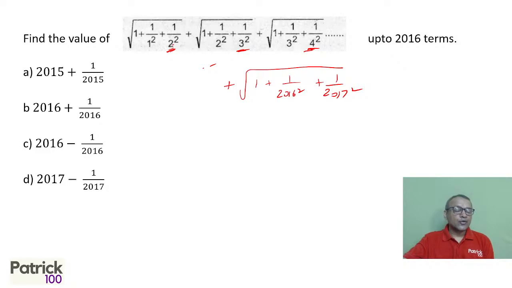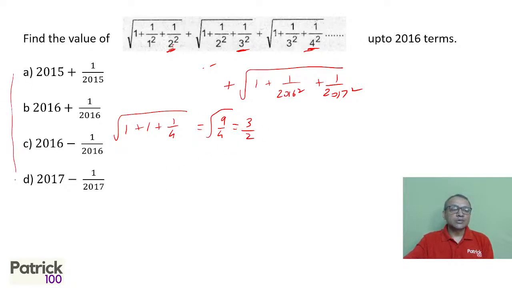Now let's try to figure out. If I take the first one itself, what is the value of the first one? Root of 1 plus 1 plus 1 upon 4. If you solve, it becomes root of 9 upon 4, or 3 upon 2. Now, how do you write 3 upon 2 in one of these terms?